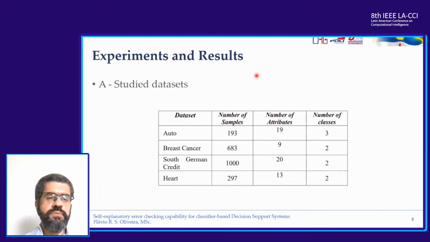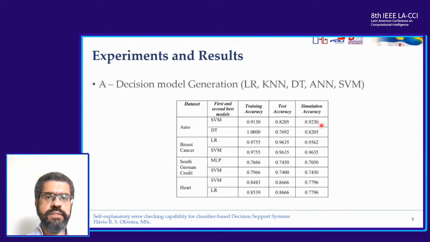Now for the results, our study data sets were, as a preliminary study, these four. All of them are classification data sets, and they are available in the UCI machine learning repository. Each one of these data sets has a different number of samples, different number of attributes, and also different number of classes. And what we did with these data sets, for each data set, we generated a small decision model database.